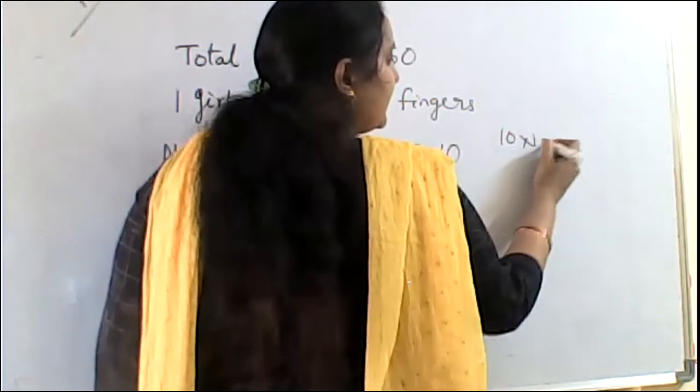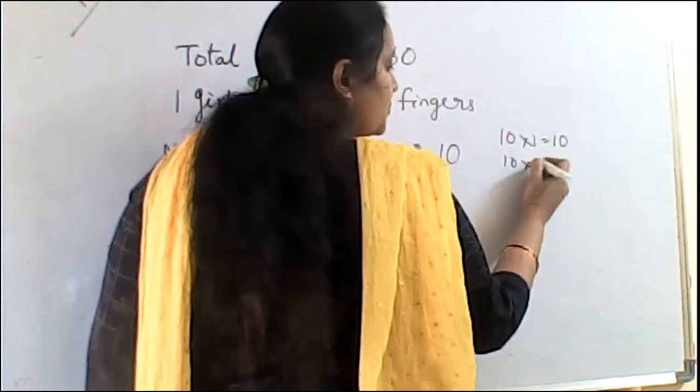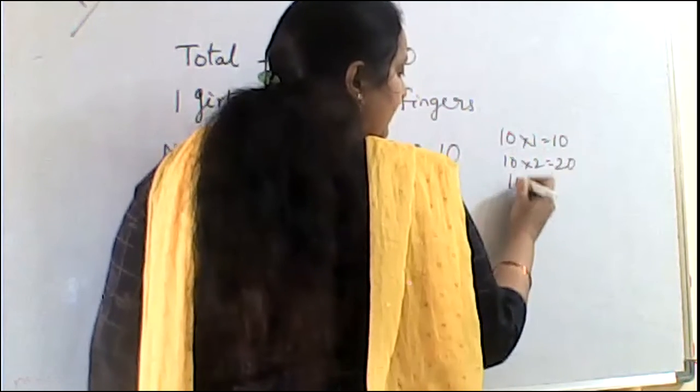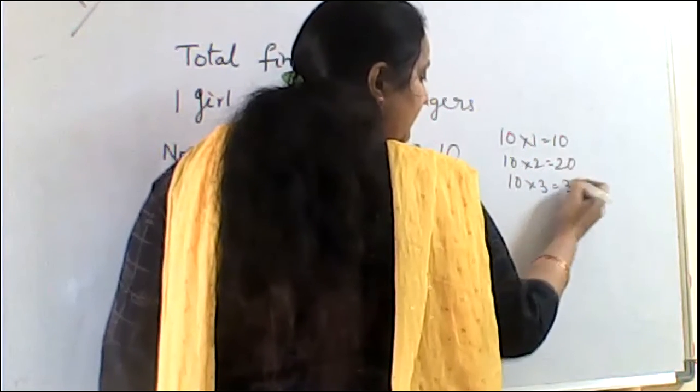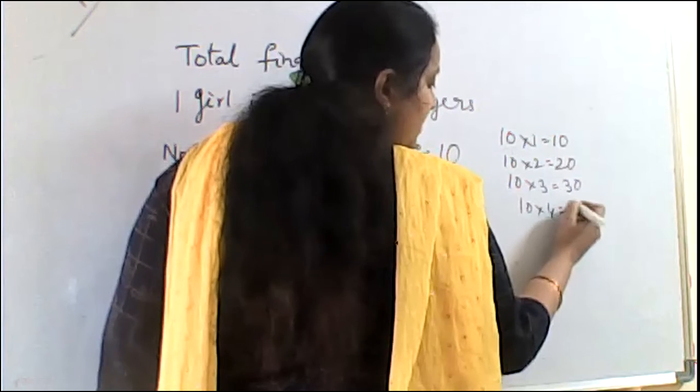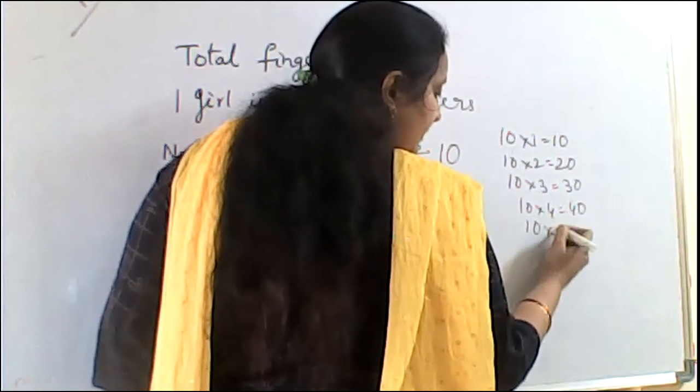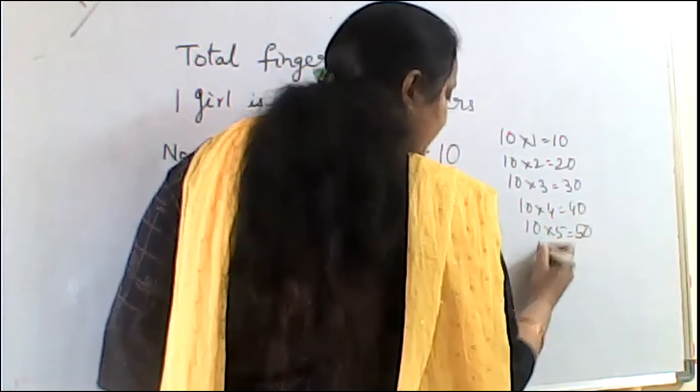10 ones are 10. 10 twos are 20. 10 fours are 40. 10 sixes are 60, ma'am. 10 fives are 50.